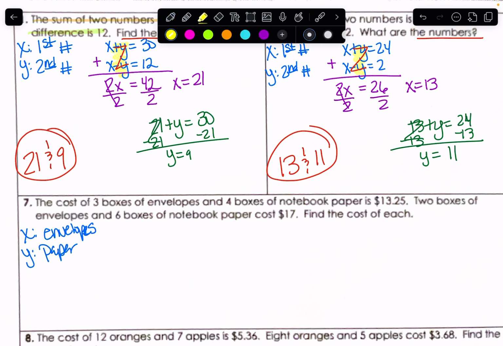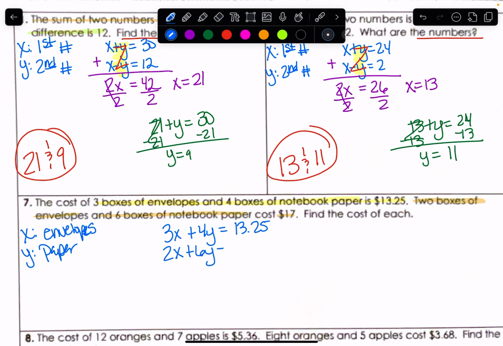All right. The first equation tells me that 3 boxes of envelopes and 4 boxes of notebook paper is $13.25. So that means I should have 3x plus 4y equals $13.25. My second equation tells me that 2 boxes of envelopes and 6 boxes of notebook paper cost $17. So second equation should say 2x plus 6y equals 17.